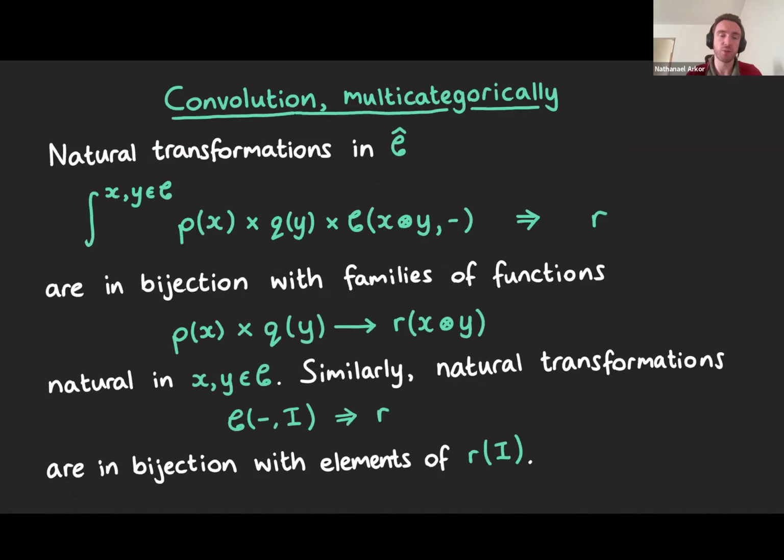How can we use this to understand convolution? Well, if we look at a natural transformation, so a morphism in the presheaf category, from the tensor product into some other presheaf R, using the universal property of the coend and using the Yoneda lemma, we can see that such natural transformations are in bijection with families of functions from P x times Q y to R of x tensor y. And these have to be natural in x and y.